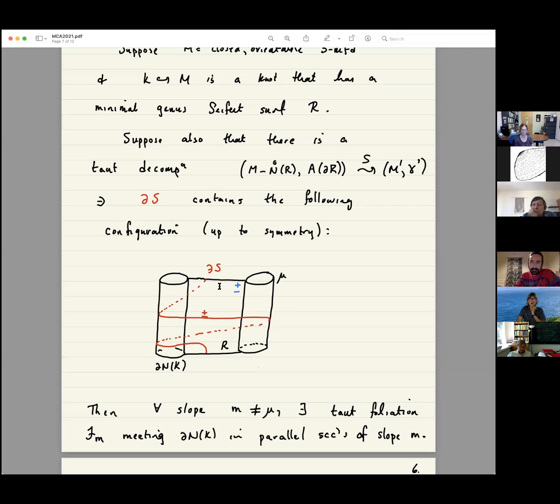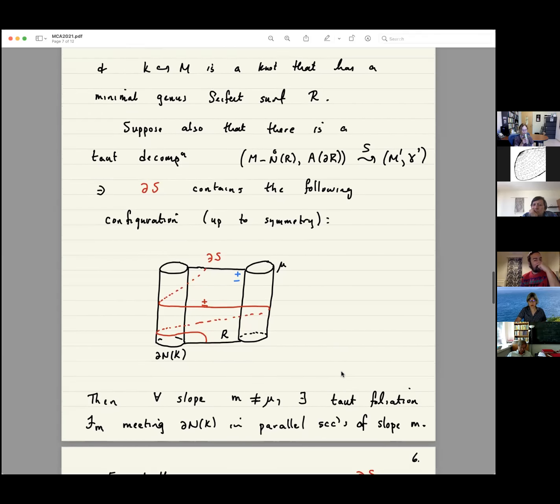And the game is going to be, well, del S does what? It travels around the boundary of the neighborhood of R. And suppose locally I see a picture like this. So locally I see that the boundary of S crosses the boundary of the neighborhood of the knot. It crosses R, it crosses the boundary of the neighborhood of the knot, it crosses R, and then it goes on and does whatever it does. But what is important in this picture is that this region right here is separated off.